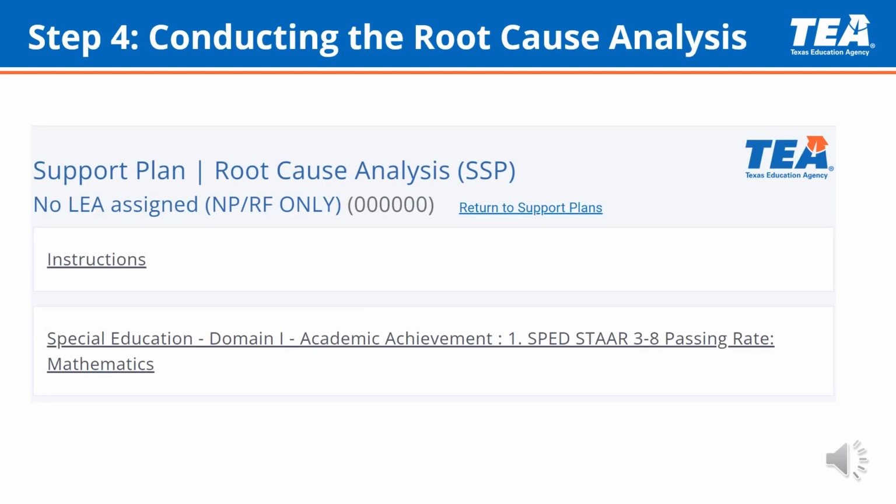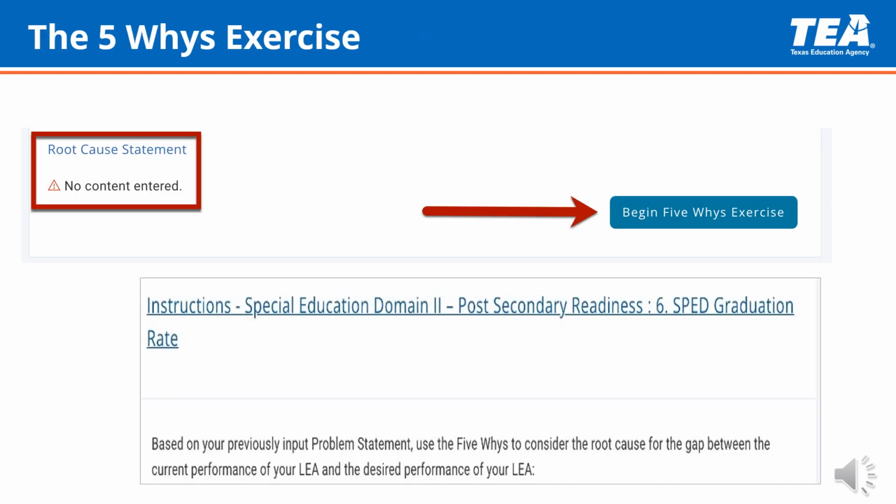Step 4, conducting the root cause analysis. Priority areas previously selected will automatically appear as headers on the root cause analysis page of Ascend. To begin entering root cause analysis information, click on the heading to open the section the leadership team is working on. The LEA user will see the problem statement the team created, along with a warning that there is no content entered for the root cause statement.